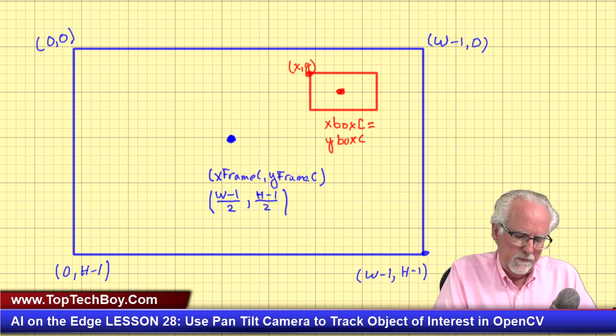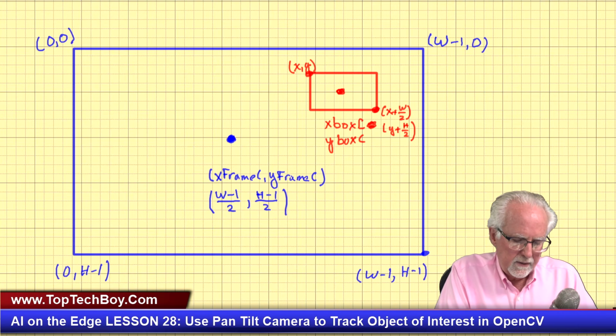And then what would this point be? This point would be X plus little w, the width, over 2, and it would be Y plus H over 2, like that. That would be this point. Now, what is the center? Ignore that, that's this corner. So what would the middle box be? I'll write it over here.